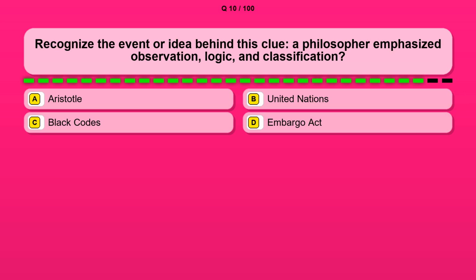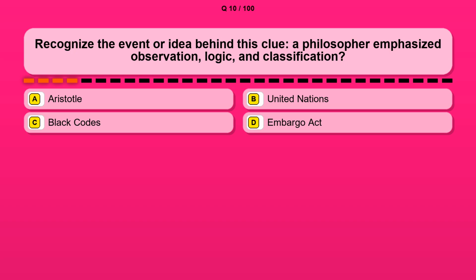Question 10. Recognize the event or idea behind this clue. A philosopher emphasized observation, logic, and classification. Option A, Aristotle. Option B, United Nations. Option C, Black Codes. Option D, Embargo Act.